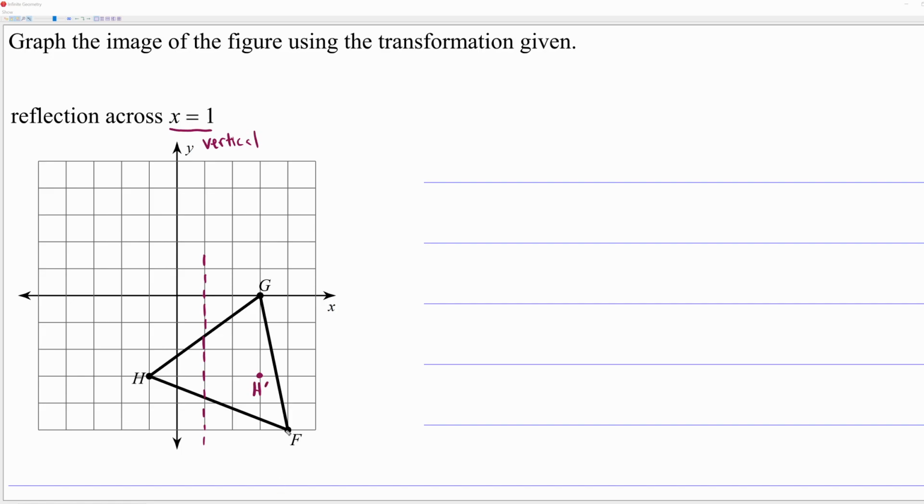Point F, that's 1, 2, 3 to the right. So you count 3 more. 1, 2, 3 to the left. Here we have F prime. Point G, that is 2 to the right. So I count 2 more, and I go 2 to the left. And here's where we have point G prime. So I have to connect these 3 dots to get the reflected triangle.